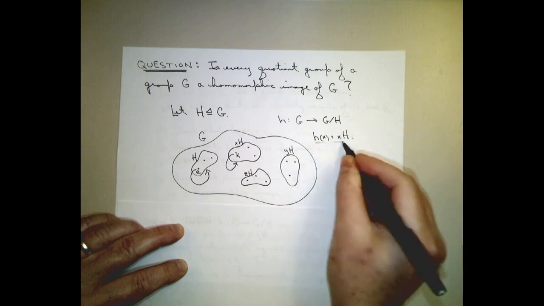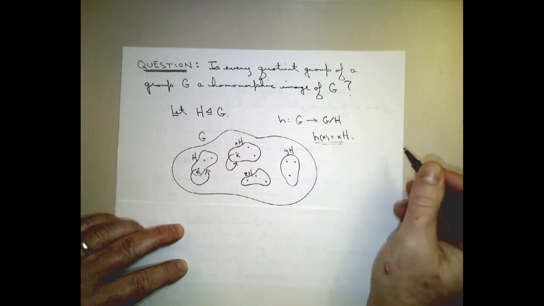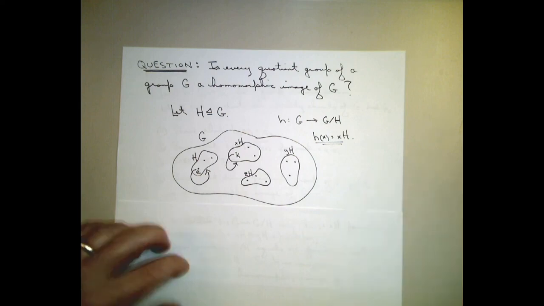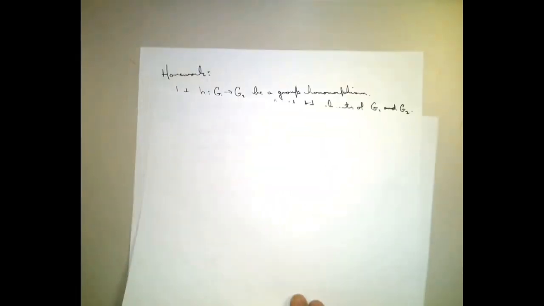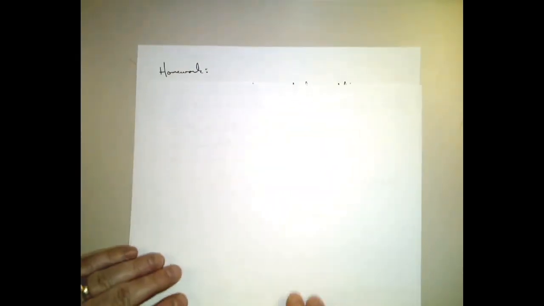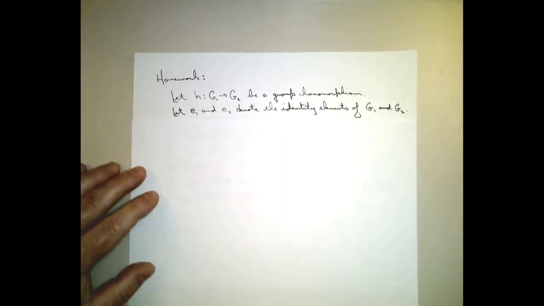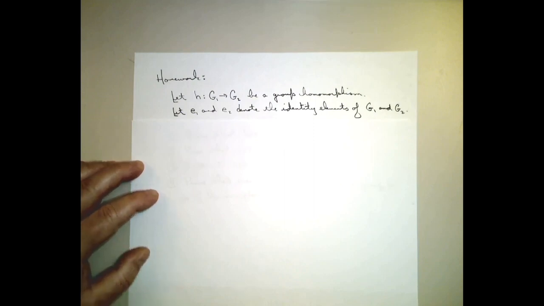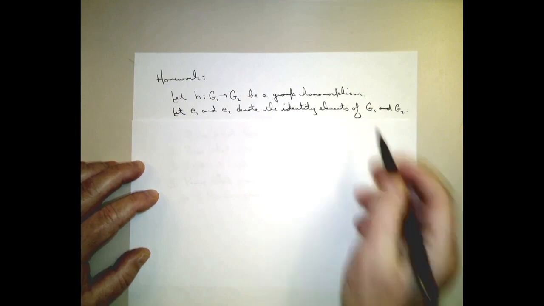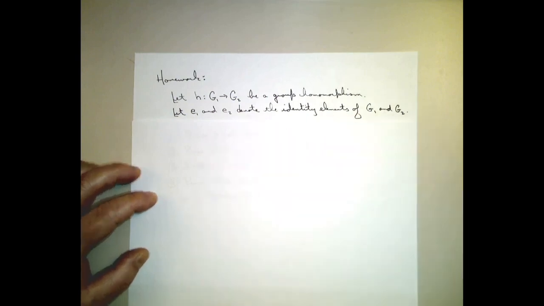This turns out to work, and I'm going to ask you to show that it works as a homework exercise. So here's your homework. Let's start with a homomorphism from G1 to G2. Let it be a group homomorphism. And let's let E1 and E2 denote the identity elements of G1 and G2. So E1 is the identity of G1, E2 is the identity of G2.